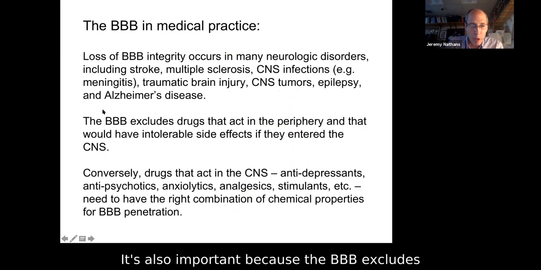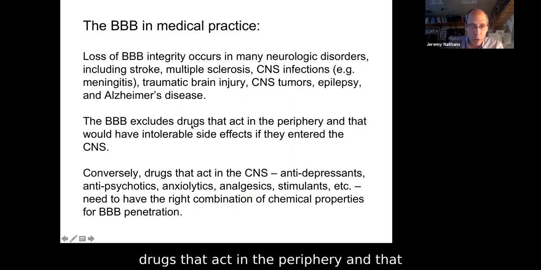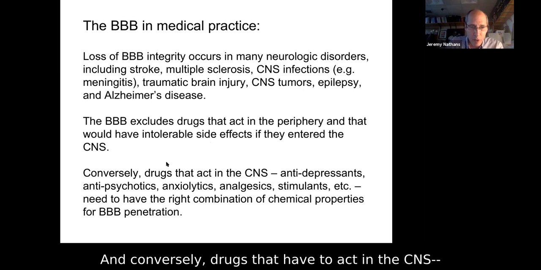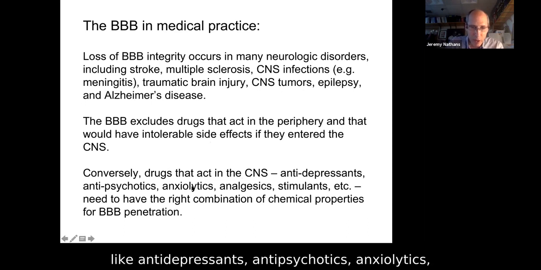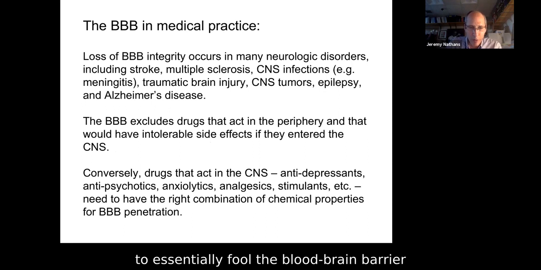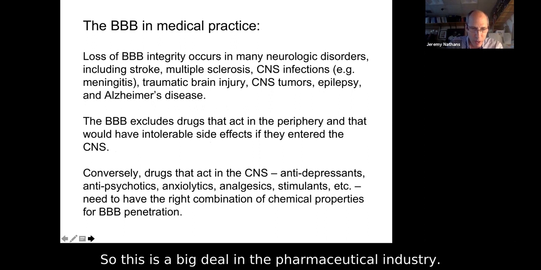It's also important because the BBB excludes drugs that act in the periphery and that would have intolerable side effects if they entered the CNS, for example, blood pressure medication. And conversely, drugs that have to act in the CNS, like antidepressants, antipsychotics, anxiolytics, analgesics, and so on, need to have the right combination of properties to essentially fool the blood-brain barrier and penetrate it. And that's not so easily done. So this is a big deal in the pharmaceutical industry.